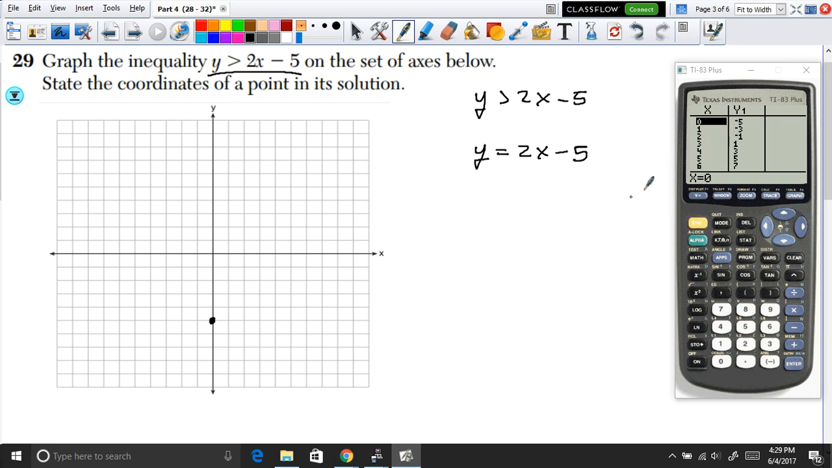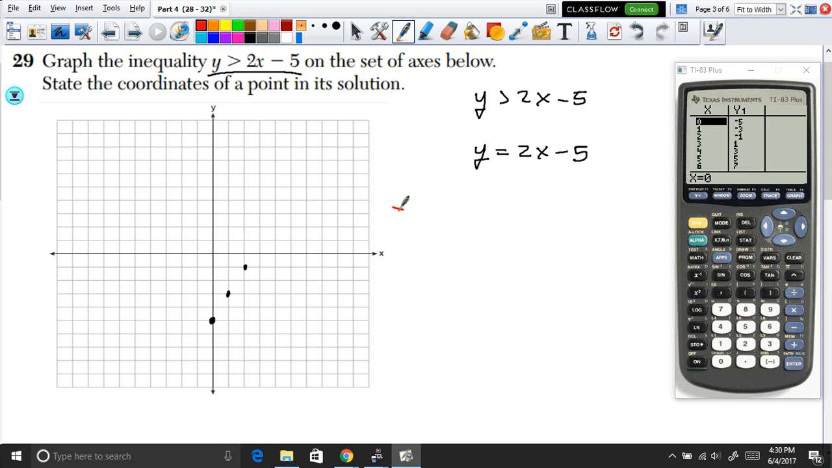Let me get another point: 1, -3. So when x is 1, y is -3. 1, 2, 3. Let me just get another point: 2, -1. So 1, 2, -1. Perfect. So we can see that we're going to have a line here. But when it comes to inequality, there's always two kinds of lines, either a solid or a dotted line.